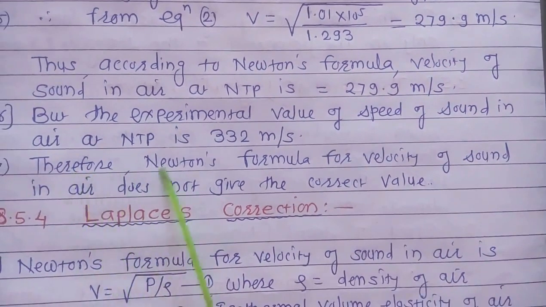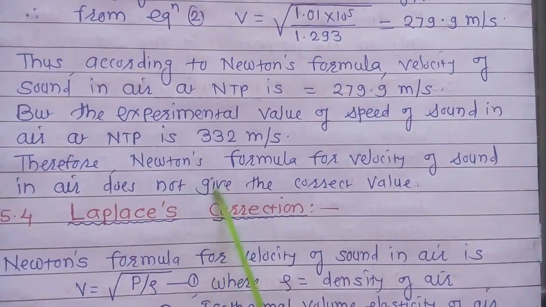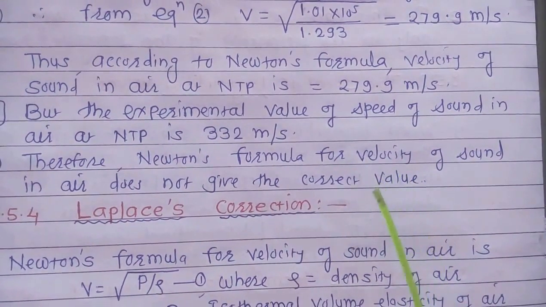What can we write then? Therefore, Newton's formula for velocity of sound in air does not give the correct value. Now a correction is necessary.